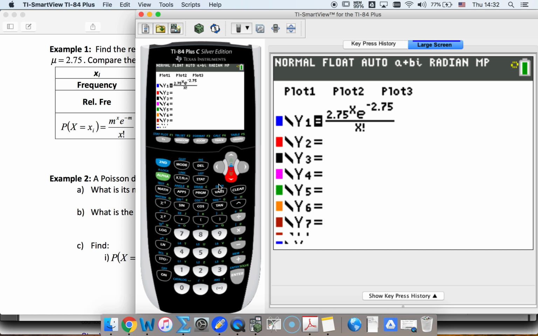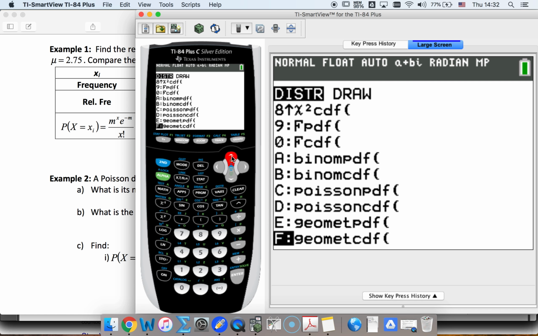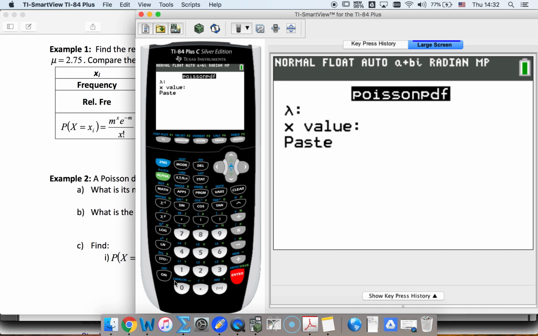Or I could also go into my distribution, take a Poisson PDF, and put in a mu value of 2.75 and an x value of x. Notice your calculator uses lambda for the mean, formula booklet uses m. Normally we write it with mu, all the same.